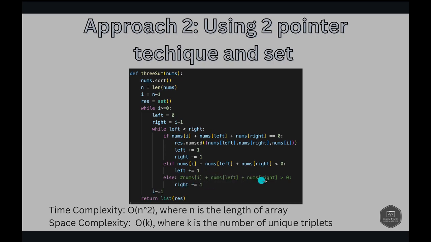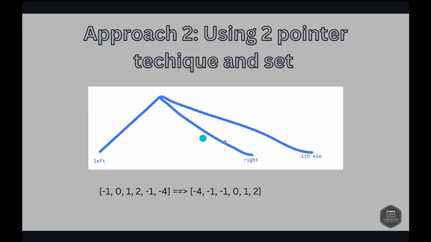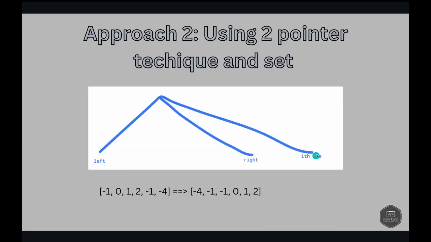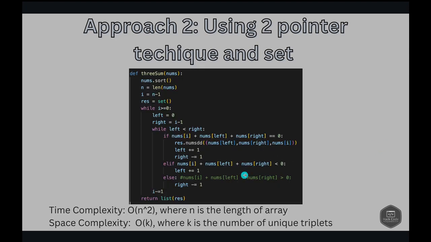Else, if the sum is greater than 0, since this is a sorted array, we should move the right pointer toward the leftmost indexes to get a sum equal to 0. That gives the most probability. So that's why we decrement the right pointer by 1. Then we iterate the loop, and we move i forward. As I said, we keep i here and keep going down till here, so we check basically all possible combinations.